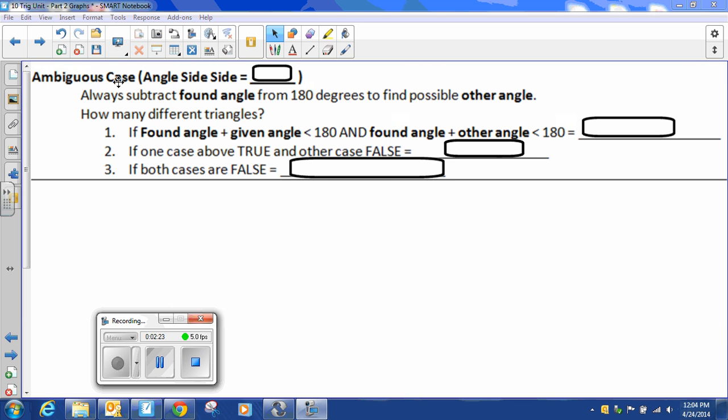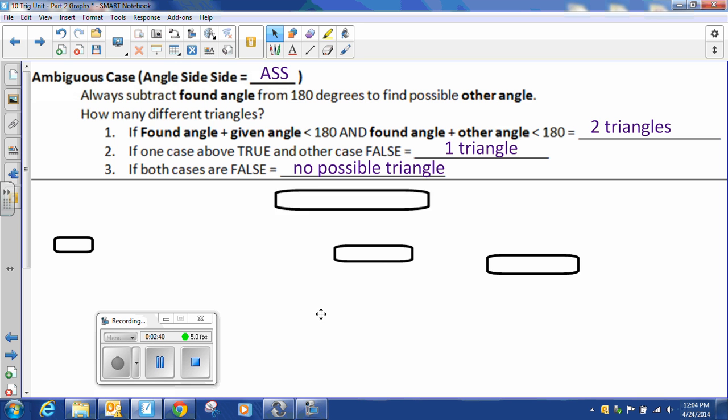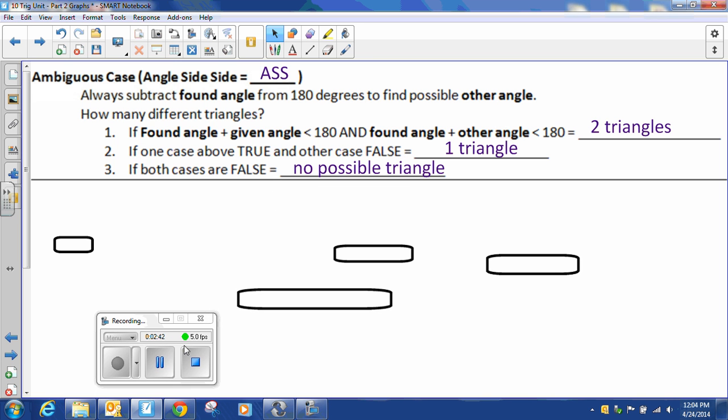So like we said, the ambiguous case pertains only to angle side-side triangles. Okay, what you want to do is subtract the found angle from 180 degrees to find the other possible angle. And there's 3 cases: 2 triangles, 1 triangle, or no possible triangle.